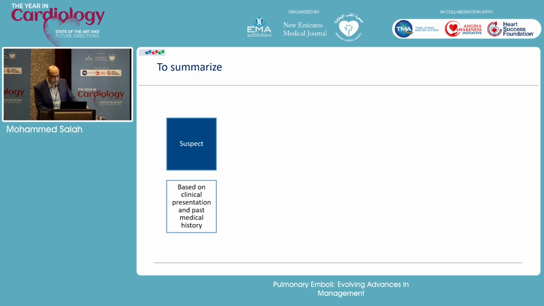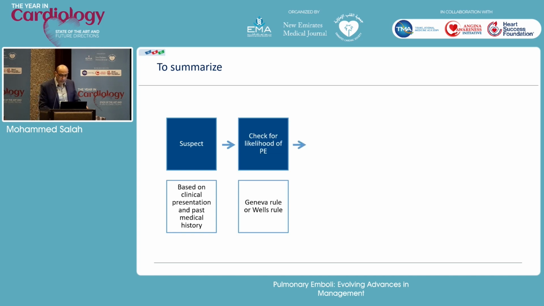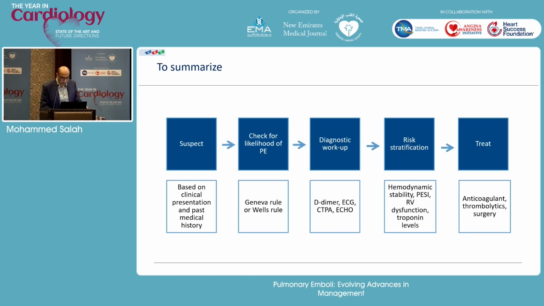So to summarize, this is what you have to do with any case of pulmonary embolism. Suspect, based on clinical presentation and past medical history, then check the likelihood of pulmonary embolism with the Geneva rule or Wells rule. This is very important. Diagnostic workup: D-dimer, ECG, CT pulmonary angiography, echo. Risk stratification, very important: hemodynamic stability, PESI score, RV dysfunction, troponin level. And treat: anticoagulation, thrombolytic therapy, and surgery.